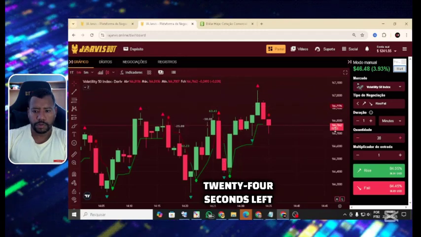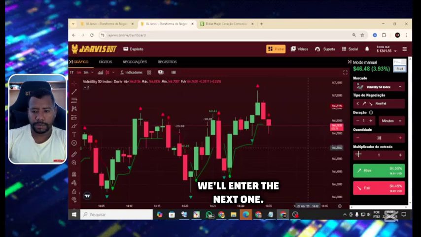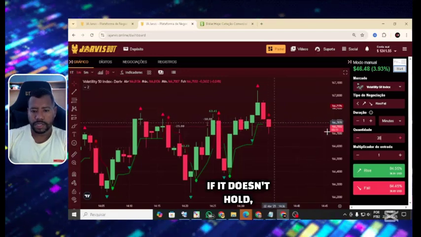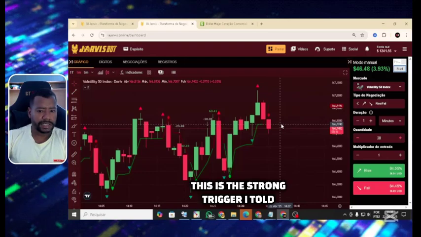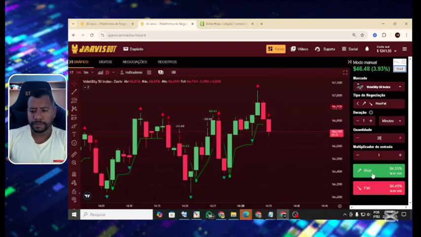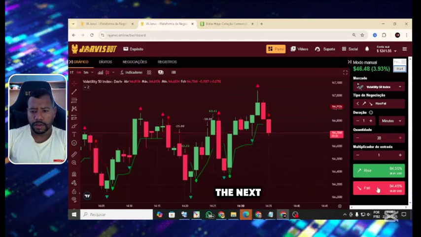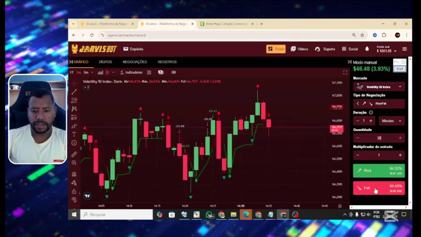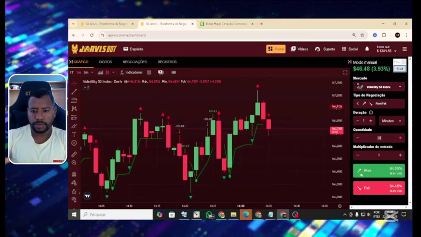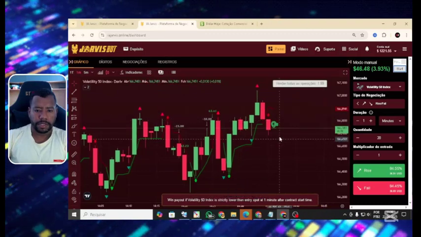Let's wait. 24 seconds left to close this candle. If the signal holds, we'll enter the next one. If it doesn't hold, we do nothing and wait. This is the strong trigger I told you about, this arrow. Wait here. 9 seconds left. If it holds, I'll enter for the next candle. Let's wait. 2. Signal held, we're entering the next candle.